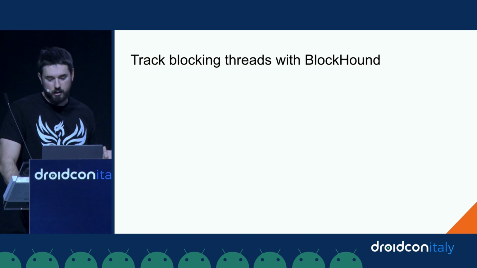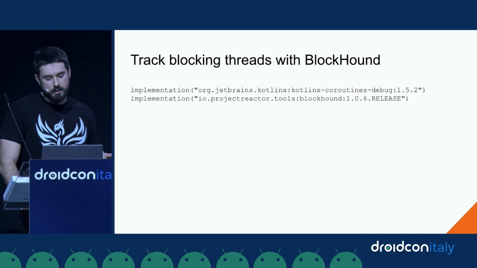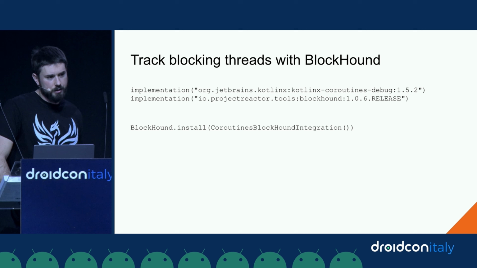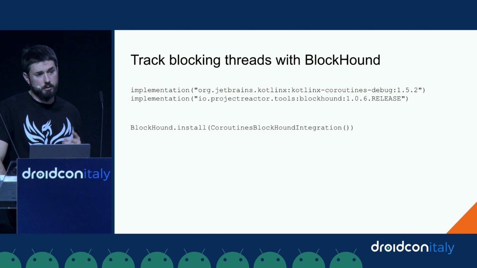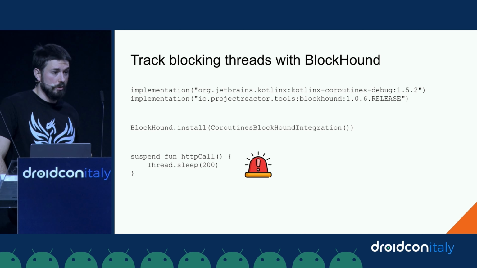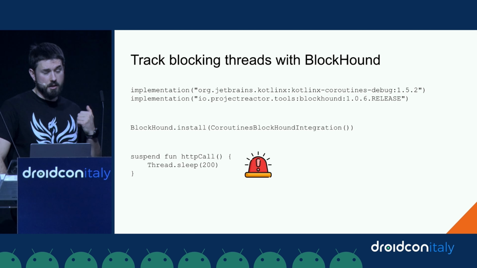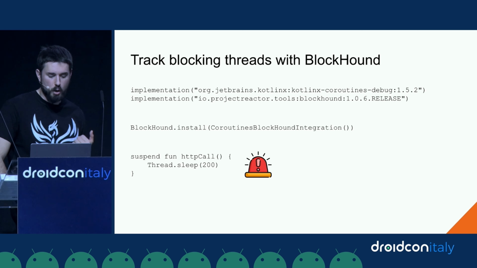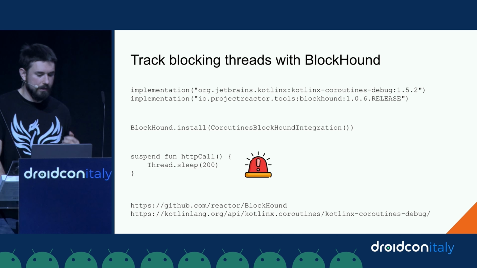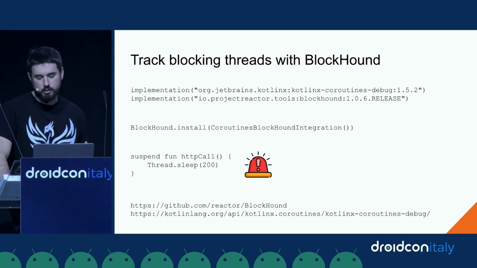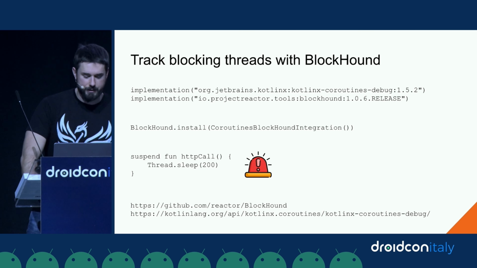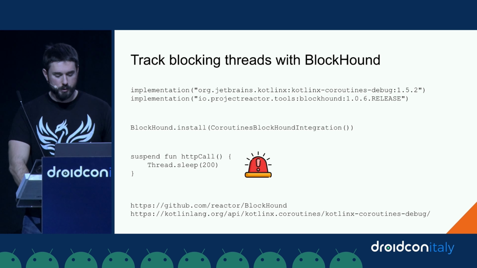There is a popular library called BlockHound. Essentially, you just add the dependency for this library and install the BlockHound integration. Don't do it in production, but you can do it in debug mode, and in your tests, and this will throw an exception whenever you are blocking a thread from a dispatcher that shouldn't be blocked. So such a call will cause an exception. Here is a link for BlockHound, and you also need to use the Kotlin Coroutines debug integration, which is amazing. Works like a charm, so easy to add in debug mode.